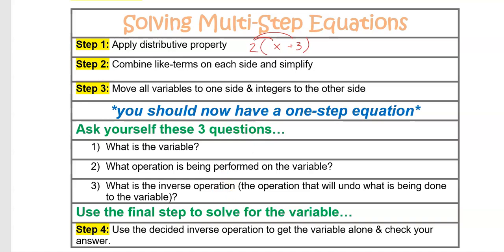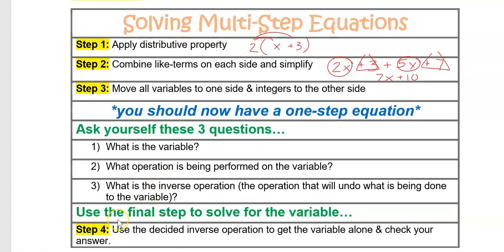The next step asks you to combine like terms on each side and simplify. So if you don't remember what combining like terms is, it would look a little something like this. Okay? Numbers with variables would be combined together to become 7x, and then integers alone would be combined together to become 10.